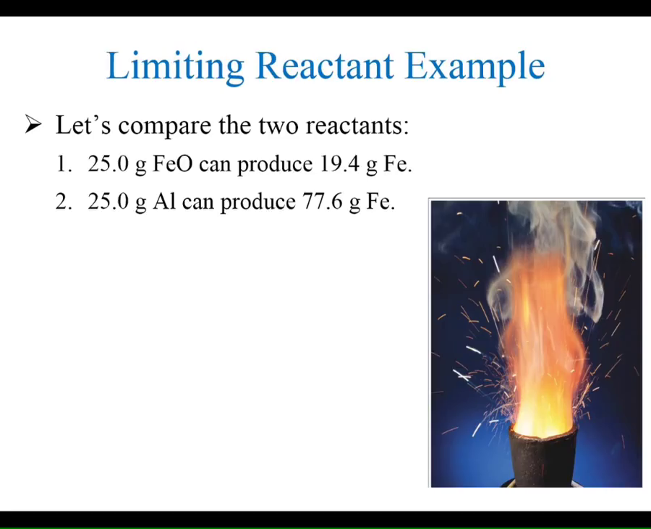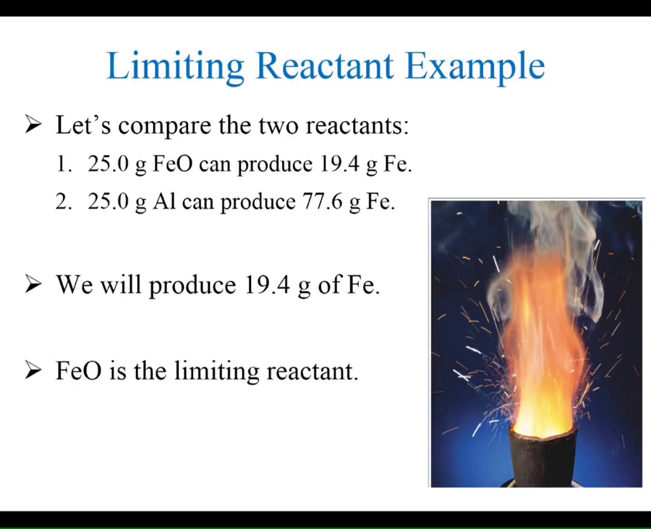Because, well, I don't have enough iron oxide, right? Because this runs out after you make 19.4, right? So there's plenty of aluminum to keep on going. It'll keep going like crazy, but I run out of this when I hit 19.4. So I'm going to make 19.4, which means which of those reactants is the limiting reactant? Iron 2 oxide, FeO, right? Which means the aluminum must be the excess. There was plenty of aluminum to keep on going, make another almost 60 grams. Make sense? No?